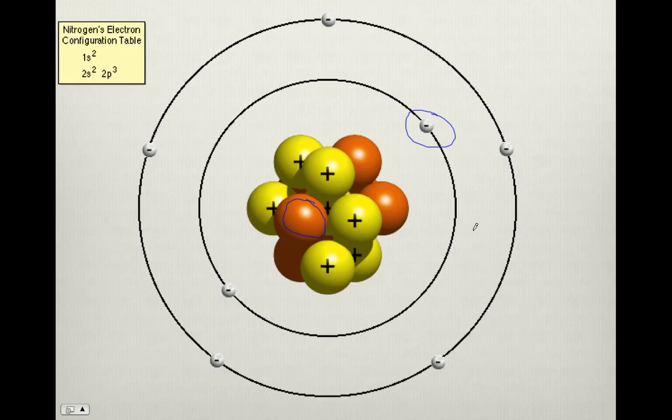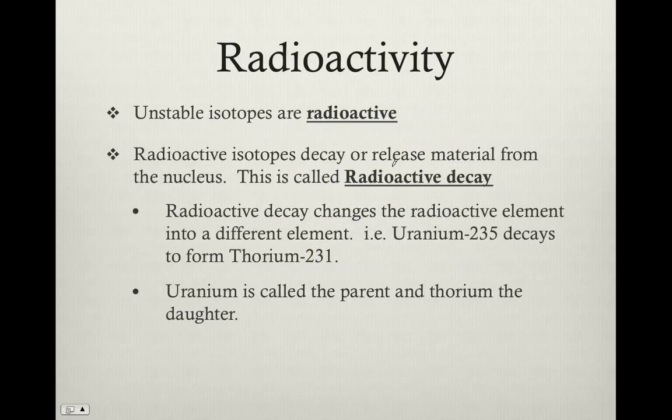We'll be talking a lot about electrons when we talk about electricity and power generation, and we'll talk about the nucleus when we talk about nuclear energy and that sort of thing, of course. Radioactivity is very important. So unstable isotopes are radioactive, right? And so when they decay, they release material from the nucleus. Okay, so radioactive isotopes decay, and then they release material from the nucleus.